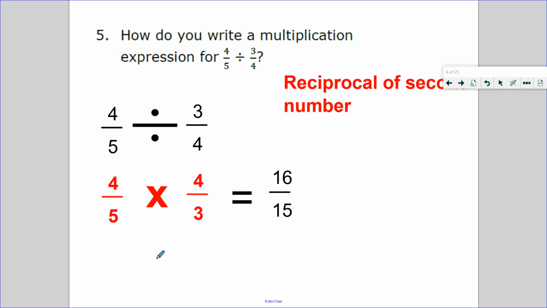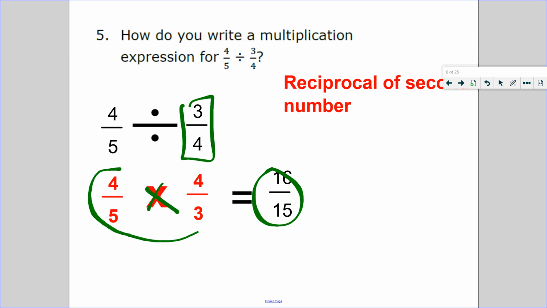Number 5, how do you write a multiplication expression for 4/5 divided by 3/4? So again, you have to flip the second fraction, flipping it around to 4/3. Change the division to multiplication. 4 times 4 is 16. 5 times 3 is 15. So 16/15, or 4/5 times 4/3.